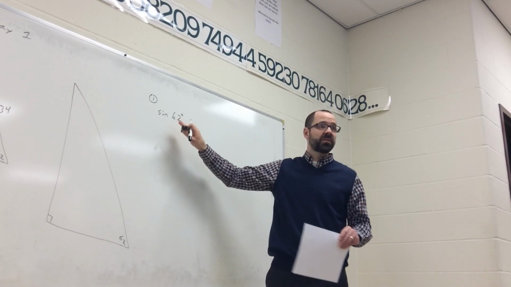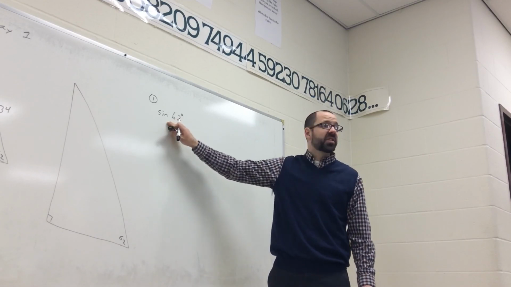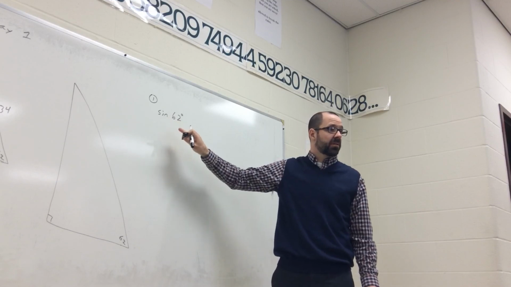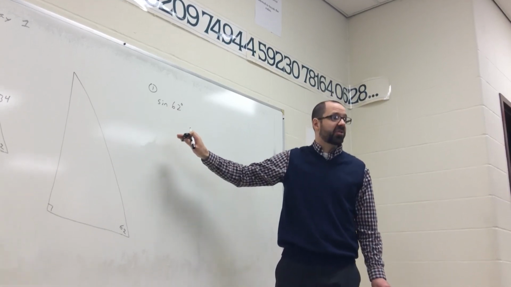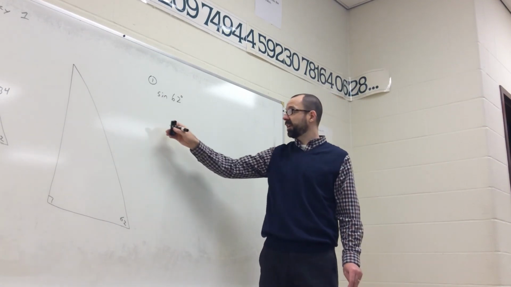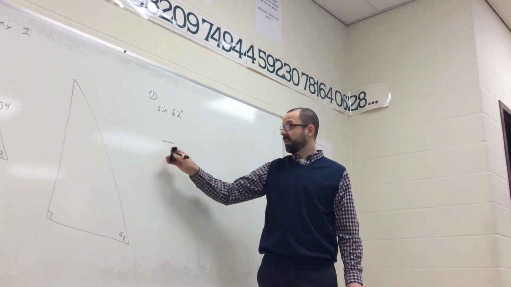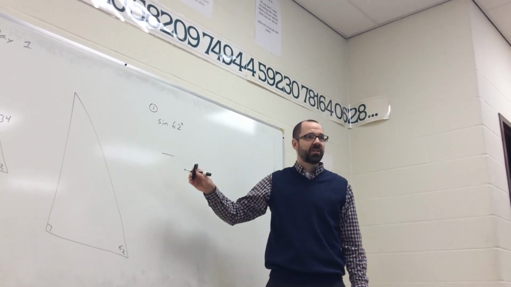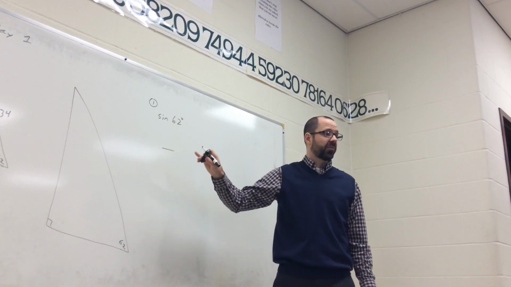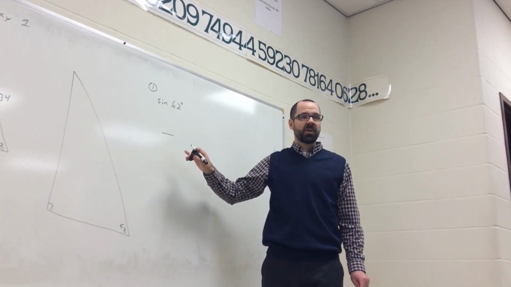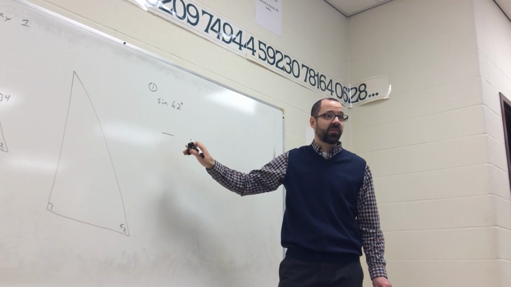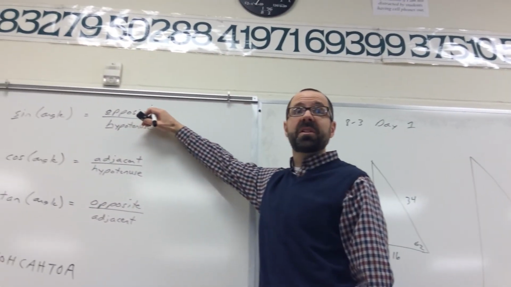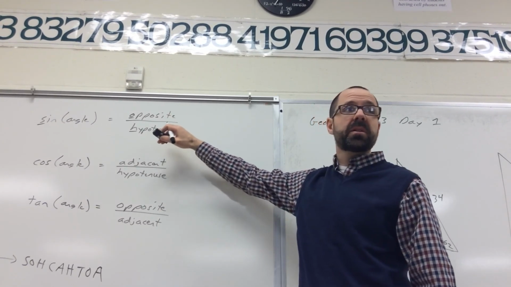All right, so don't think too deeply about it right now. What is sine asking for? It's asking for a fraction. Good. So our final answer is going to be a number on top and a number on the bottom. Just like probability asks for a fraction, sine asks for a fraction. But sine asks for a particular fraction: put the opposite on top, and the hypotenuse on the bottom.